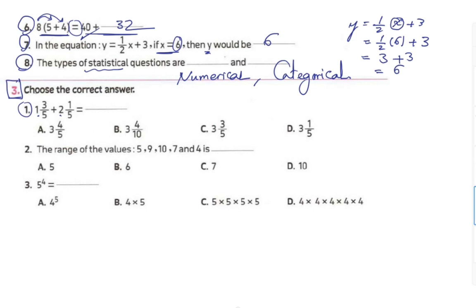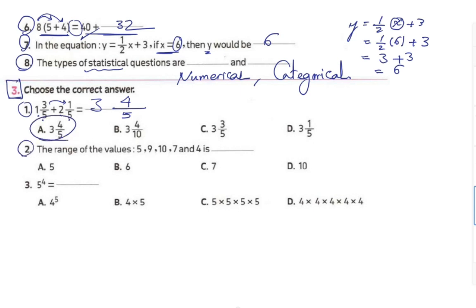Okay, but now I need to add two fractions, 3/5 and 1/5. First, look at the denominator. We have like denominators. Okay, I can add them with the same denominator 5 and add the numerators, 1 plus 3 equals 4. So the final result is 3 and 4/5.